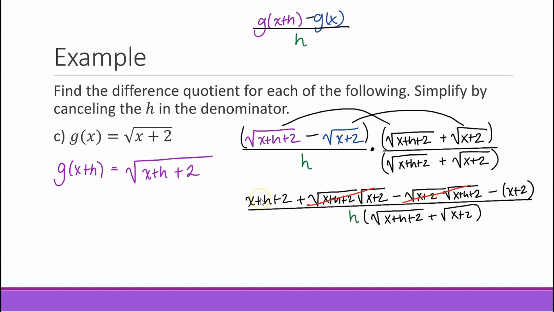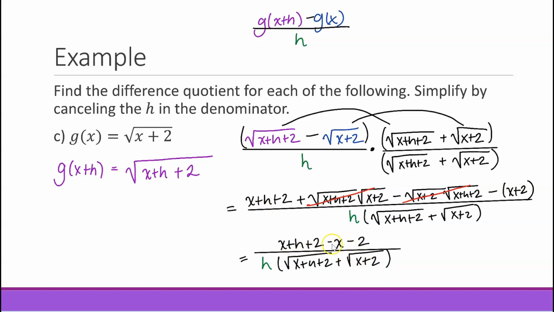All right, what do we have left on the top? We have x plus h plus 2 minus x minus 2 all over that h, the one we're trying to get rid of, times the quantity, the square root of the quantity x plus h plus 2, plus the square root of x plus 2. These are long problems, unavoidably, I'm sorry.